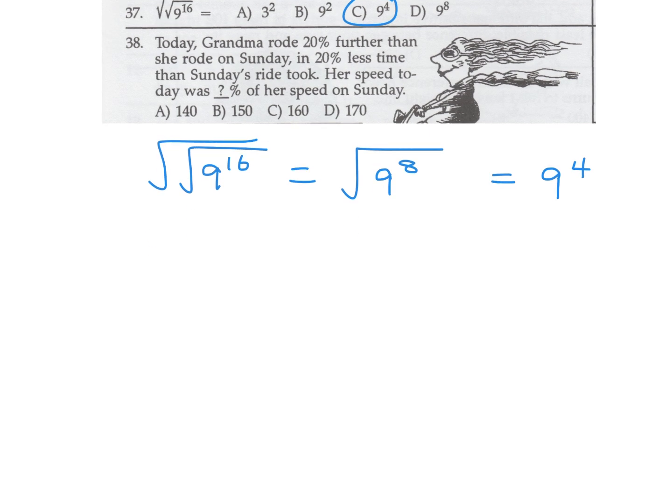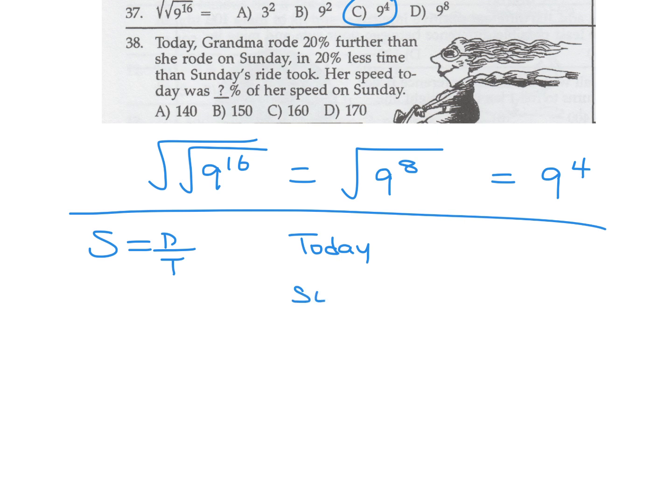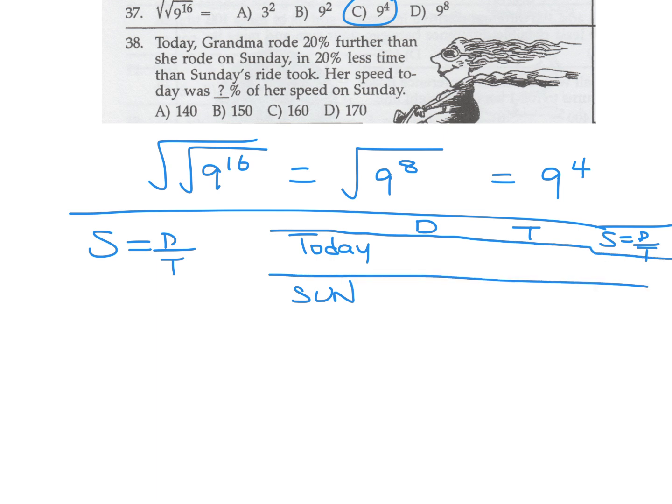Today, Grandma rode 20% farther than she rode on Sunday in 20% less time than Sunday's ride took. Her speed today was what percentage of her speed on Sunday? So remember, speed is equal to distance over time. And let's say we have today versus Sunday. And we're going to have the distance, the time, and then eventually we'll calculate the speed, which is distance over time. So let's see here. I'll just give it some numbers just to make it easy to understand.